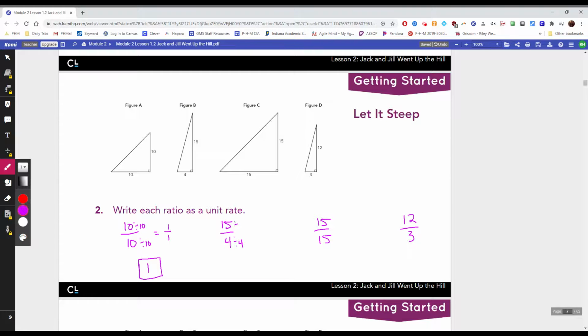Divide by the denominator here to get 1 down here. 15 divided by 4 is 3.75, so unit rate would be 3.75 for figure B. Divide by the denominator here. You get 1 over 1, or just 1 for the unit rate for C. And for figure D, divide by the denominator. You'll get 4 over 1, or just 4 for the unit rate for figure D.